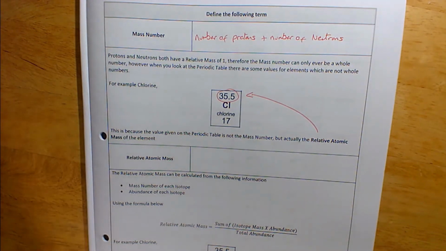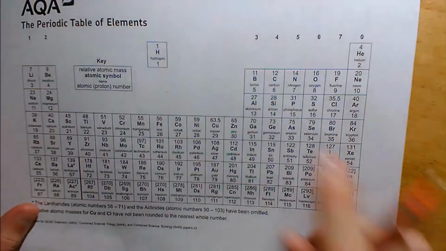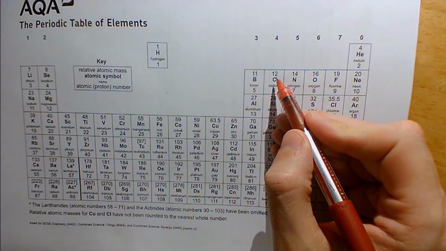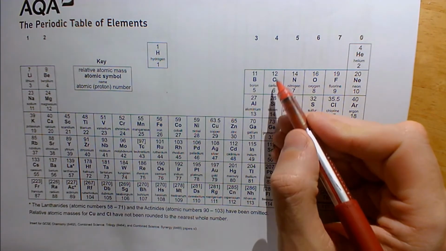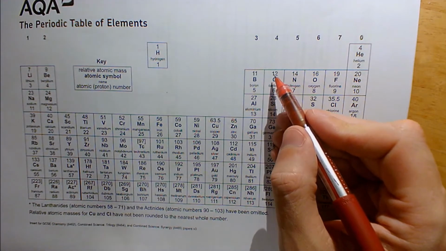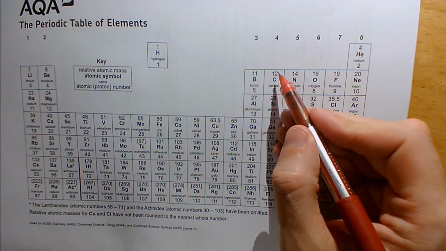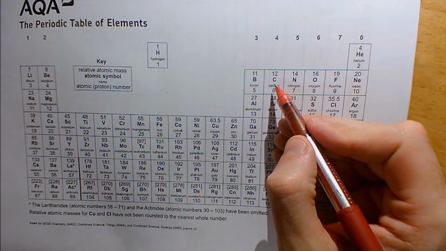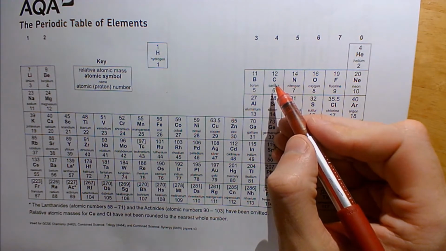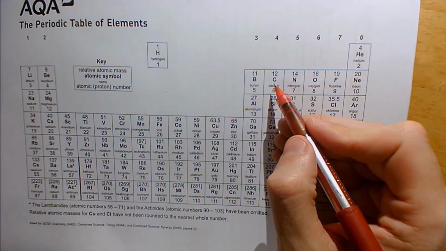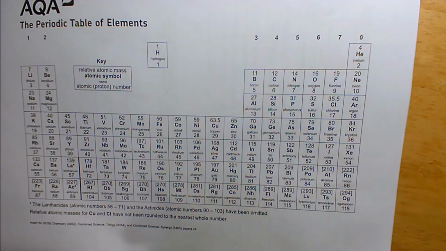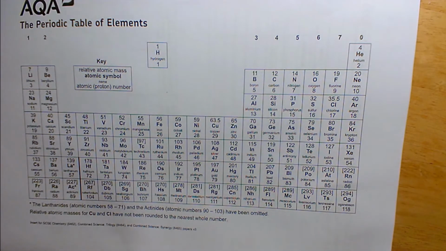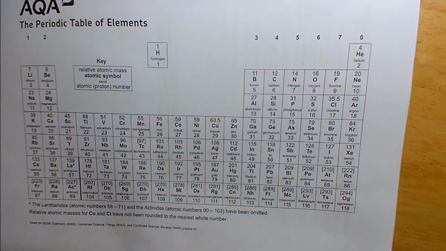If you look at the periodic table, carbon has a relative mass of 12. The mass number of carbon is also 12. So why isn't this a decimal? Well, yes, there are other isotopes of carbon. There's carbon-13, there's carbon-14, there's even carbon-15. But they exist in such tiny, tiny percentages that it doesn't change the overall value on average.